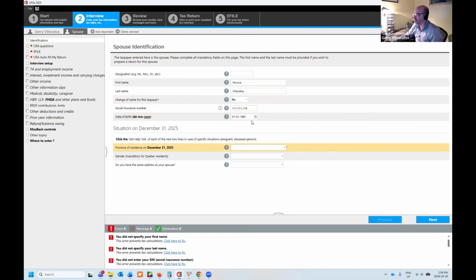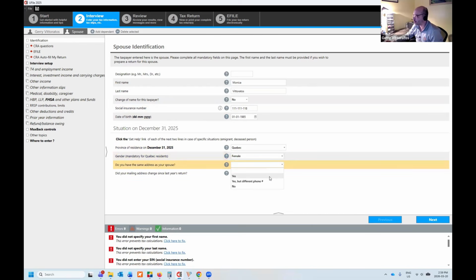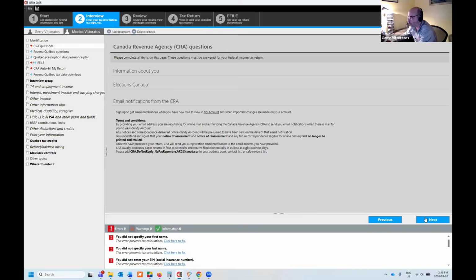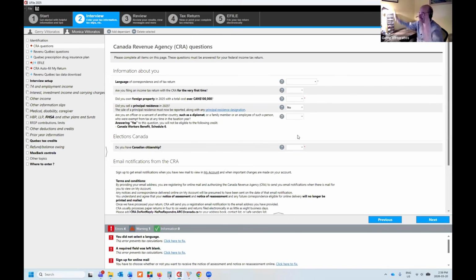Okay, province of residence. Again, it'll be the same province as me. Gender is a mandatory question in Quebec. And you have the same address as your spouse? We'll say yes, so I don't have to re-enter the address for the spouse. And has the mailing address changed? We'll say no. Now again, you'll notice I'm getting exactly the same questions. And look, it's the same navigator. But now I'm under my wife's file instead of mine. You see that the tab right now is on my wife instead of me.